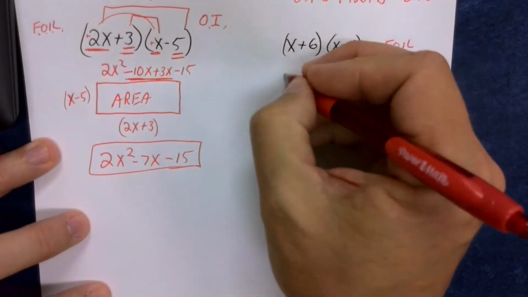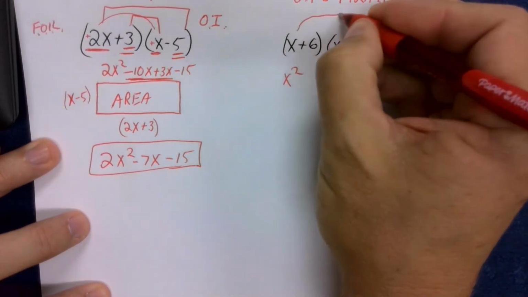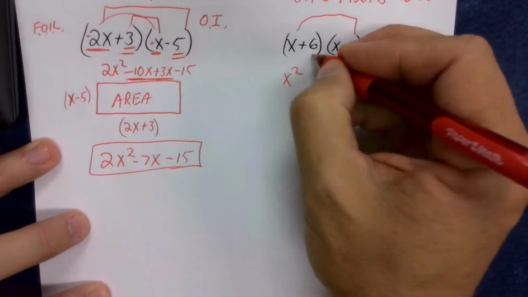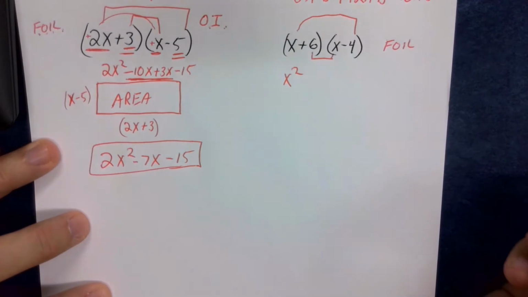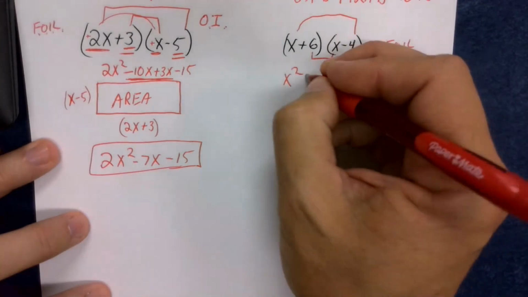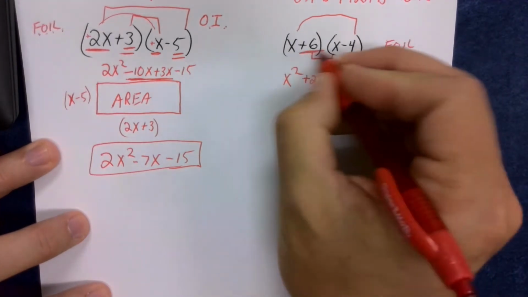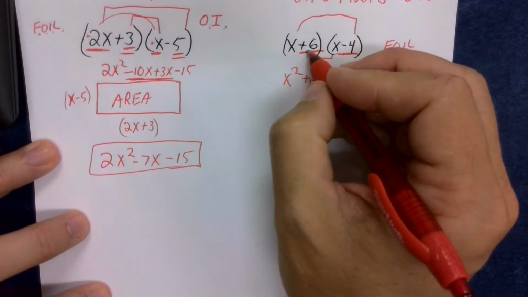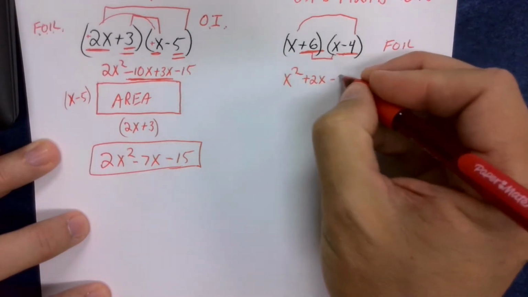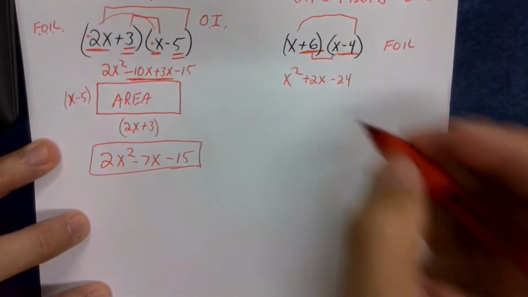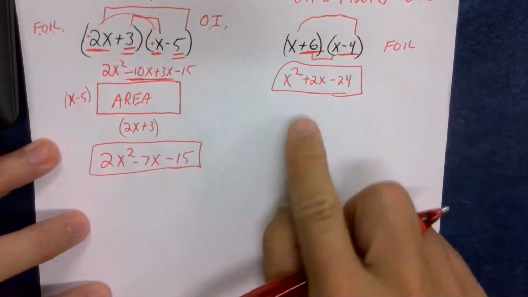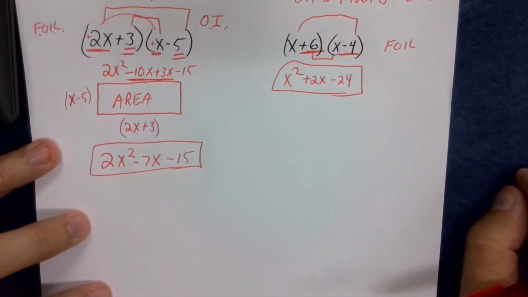First, x times x is x squared. Outside two things is a negative 4x. Inside two things is a positive 6x. Those two things are like terms, so that gives me a plus 2x. And then the last two things, I got a positive 6 and a negative 4, so that gives me negative 24. So that is the product of those two binomials.